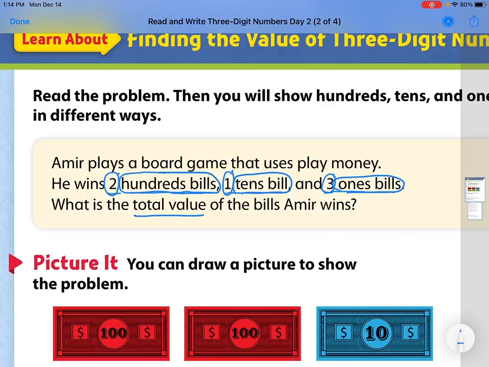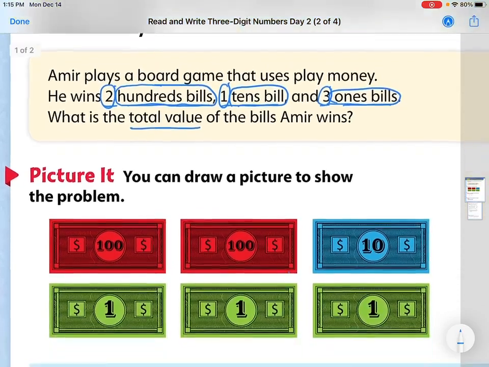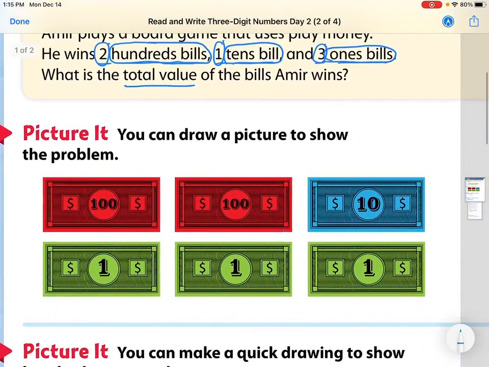So this page just tells us 3 different ways that we could go about trying to solve this problem. And the first way they're going to show is to draw a picture of what Amir won. Okay, so they're showing us how they drew pictures of $100 bills, $10 bills, and the $1 bills, okay? So let's take a look at it. We could draw a picture to show the problem.